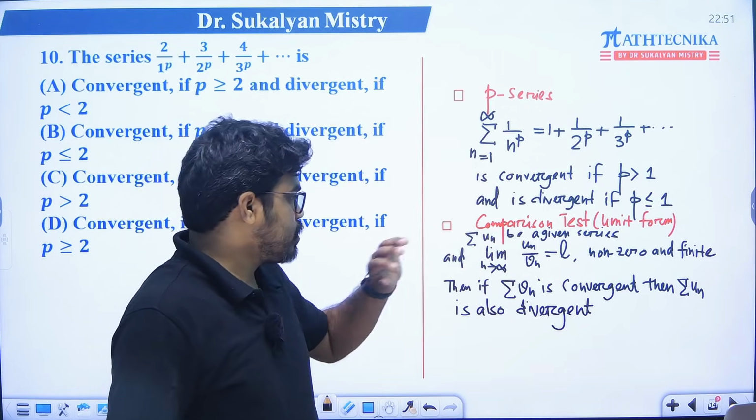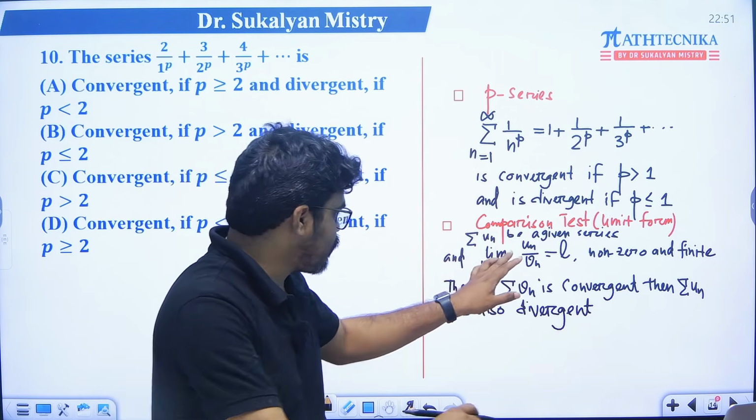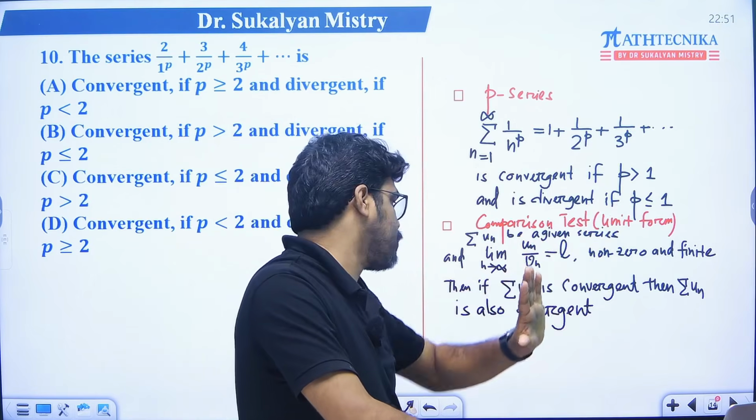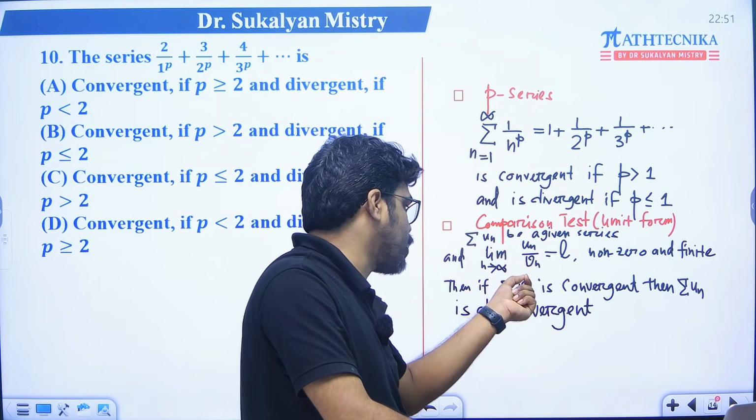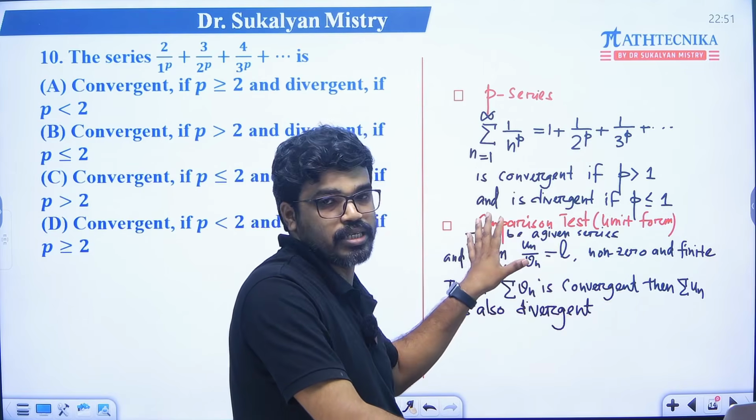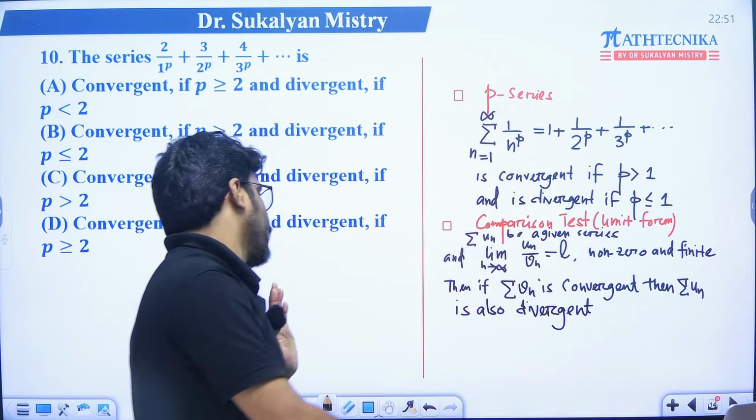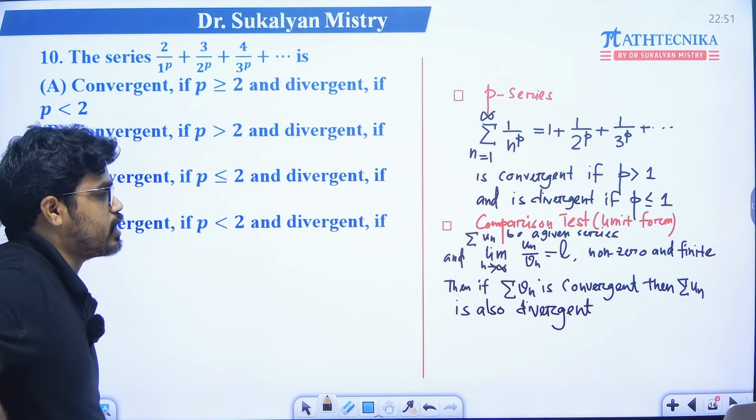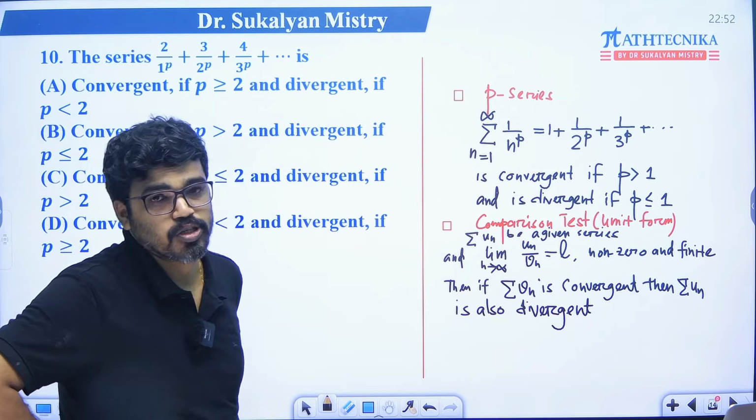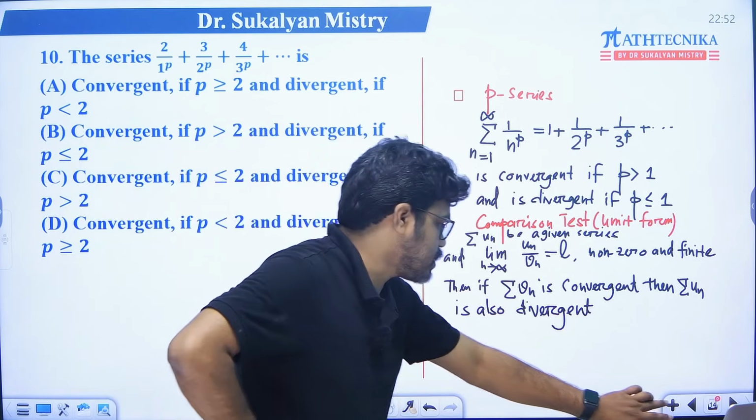So let summation un be the given series. If limit n tending to infinity un by vn is a non-zero finite number, and if summation vn is convergent, then we conclude that the given series is convergent. Okay, if summation vn is convergent, then summation un is also convergent. So this is the comparison test.